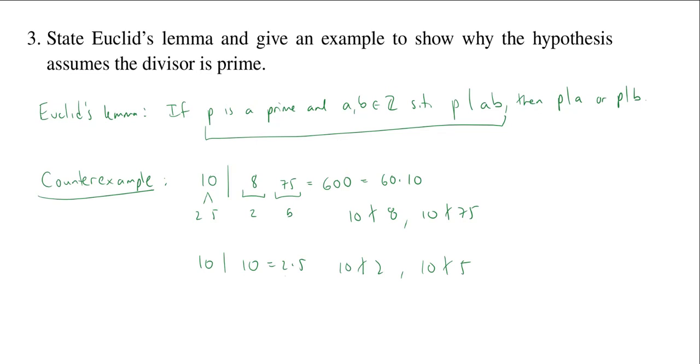And this is why you want the hypothesis to say that P is prime, or in this extended version, at least it has to be relatively prime to one of the factors, so that all of the factors of your divisor show up in only one of the factors on the right. All right, and there we go.